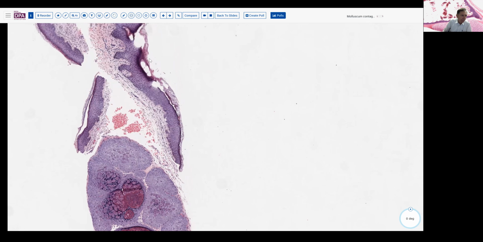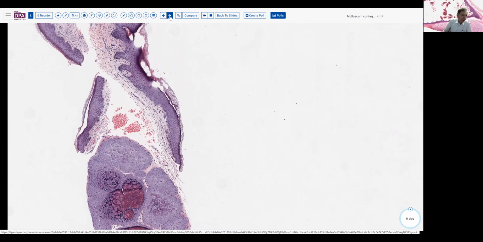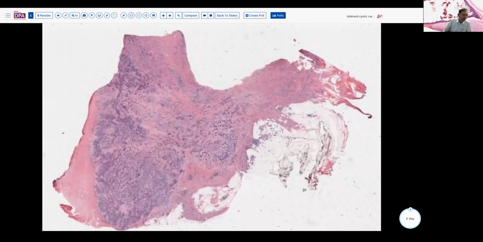So, two examples of molluscum contagiosum. Not a difficult diagnosis, but something that can occur in the genital regions as well as elsewhere. So we'll go on to another case, again from the vulva.